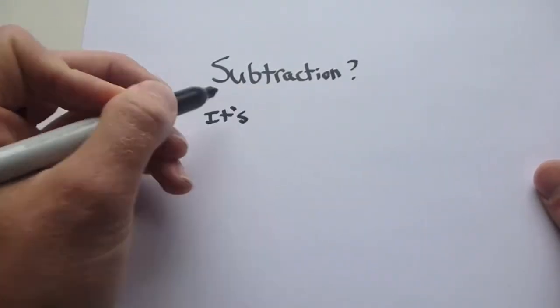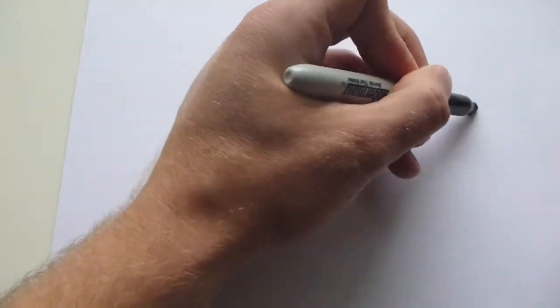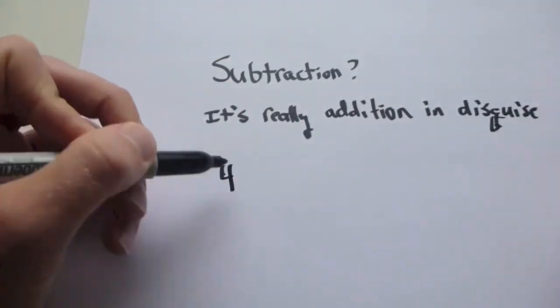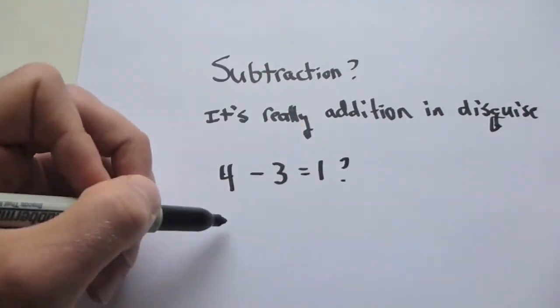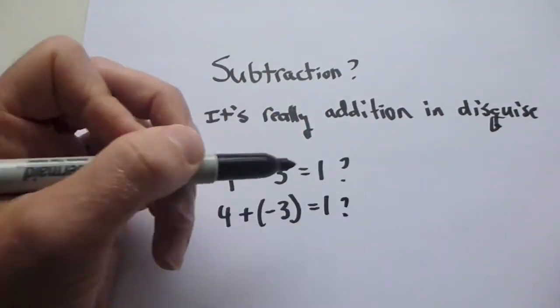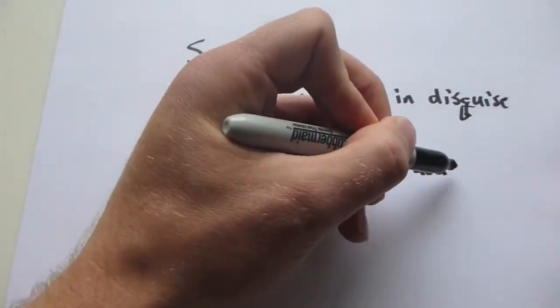So if we consider subtraction, isn't subtraction really addition in disguise? Well, let's look at an example: 4 minus 3 equals 1. Well, isn't that the same as 4 plus negative 3 equals 1? So really, it's all addition.